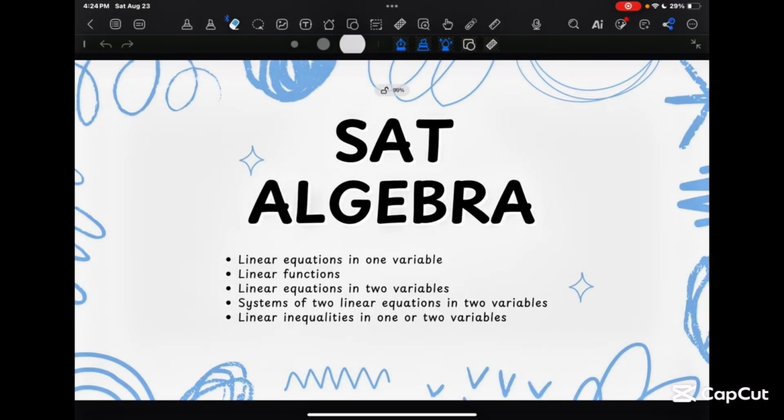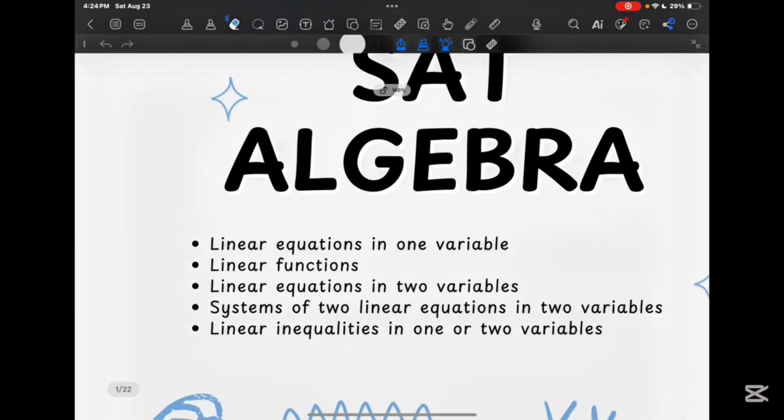Hello everyone. Today we're gonna study SAT Algebra. Mainly we're gonna focus on the linear equations in one variable. So we're gonna solve the easy portions from linear equations in one variable from the official College Board question bank. Also, in our upcoming videos, we're gonna solve the medium questions and the hard questions.